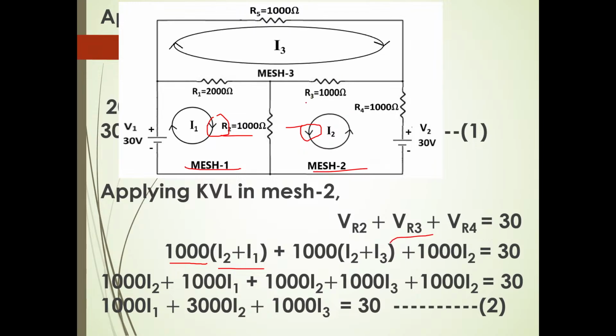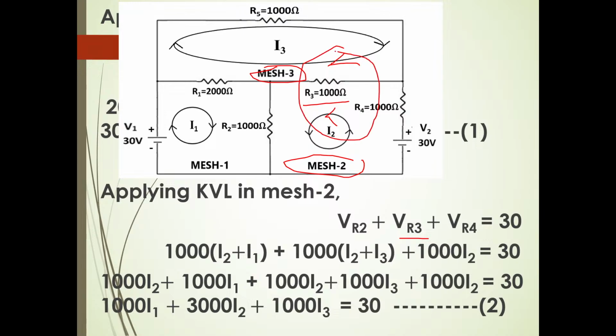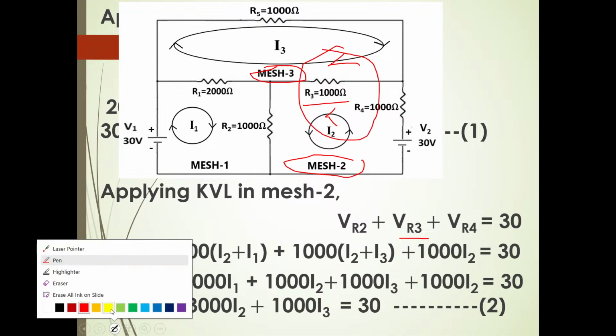Next is VR3. So what is the R3 value? 1000. R3 is between mesh 3 and mesh 2. Now let us see the loop current directions. This current I3 is in this direction, I2 is in this direction. Both are pointing towards the left side, isn't it? So these two directions are same.